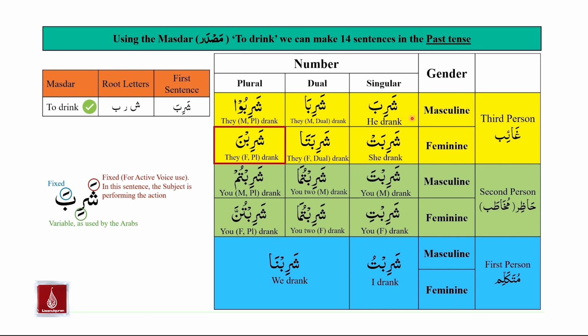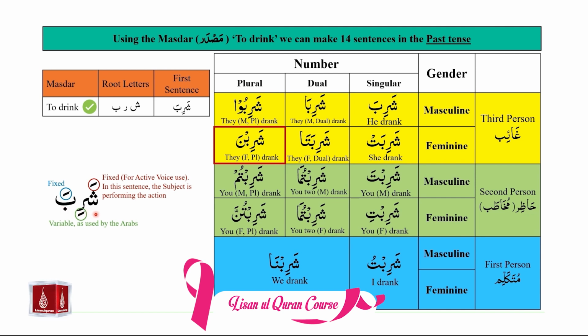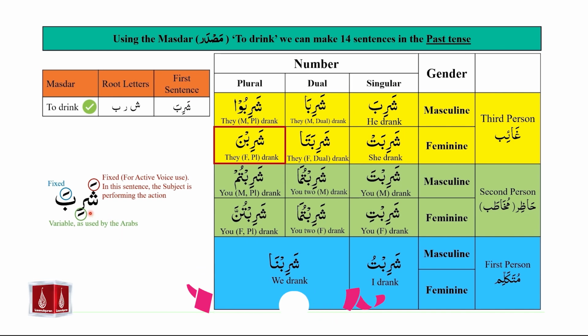Shariba means he drank. And in the case of shariba, we see a zabar on sheen, which is fixed for active voice use. We see a zair under ra. This is different from what we saw with zahaba or nasara. In the case of shariba, we have a zair under ra. And again, this is variable because this is how it is used by the Arabs. And on ba, we have zabar, which is fixed.